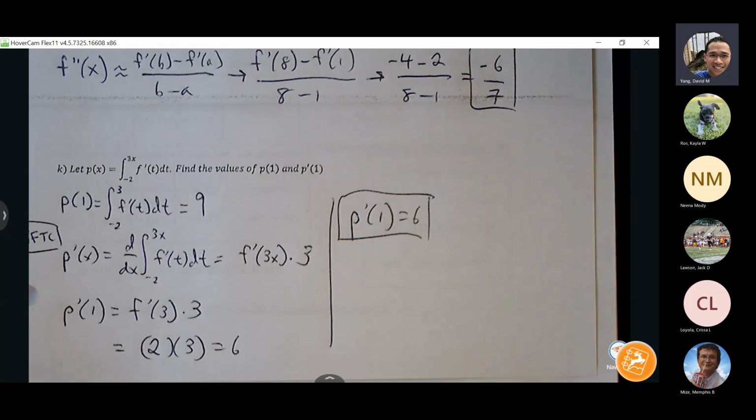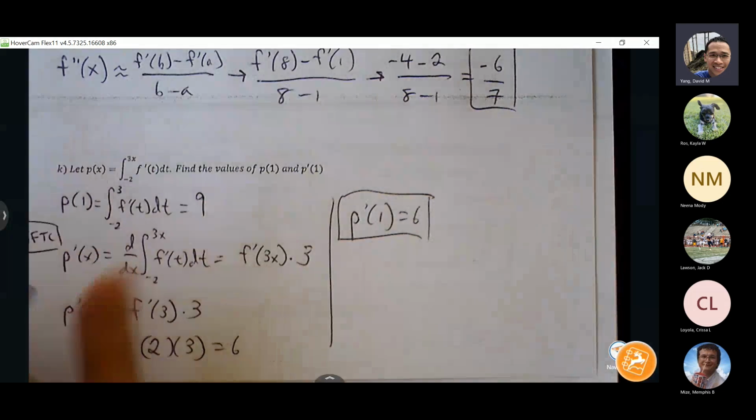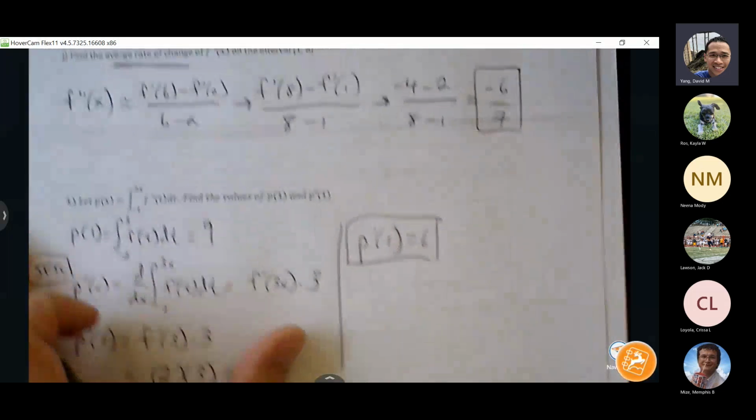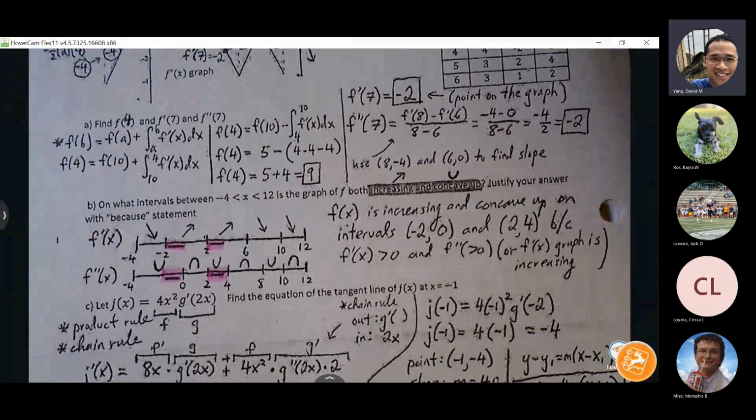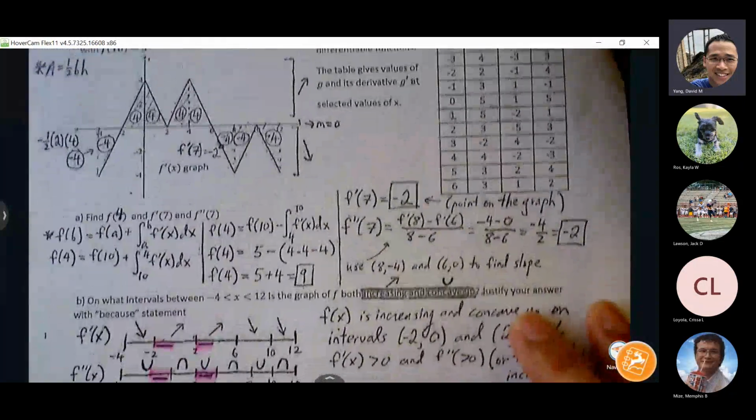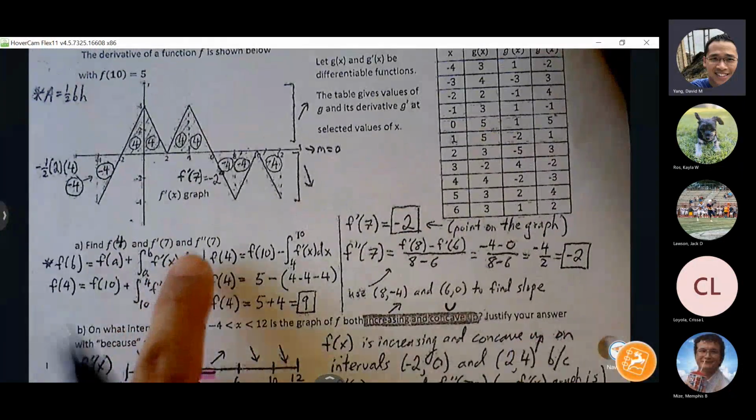Right. Let me go back through A through E, then I'll see if you guys have any individual questions for me. Back on page 21. Find f of 4, f prime of 7, f double prime of 7.